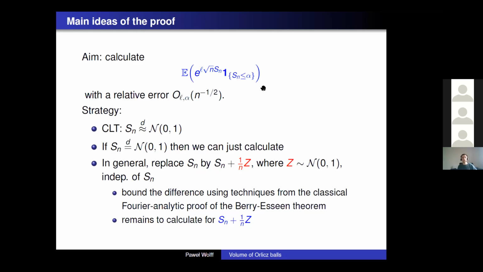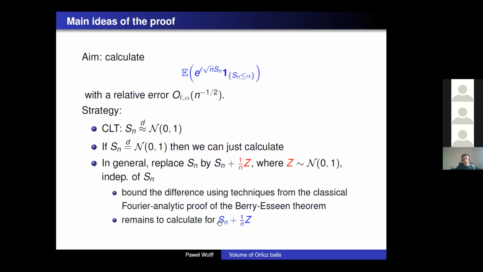The comparison is a technical step, and it resembles the same circle of ideas as in the Berry-Esseen theorem. It's at least the way we do that. It's a Fourier analytical proof, where we use some inequalities on characteristic functions that are at the root of the Berry-Esseen theorem.